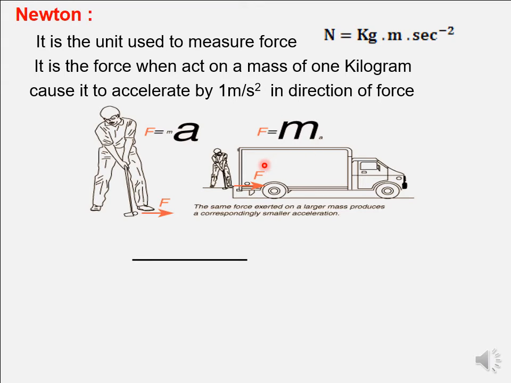Here the illustration shows that a force acting on a small mass causes a high acceleration, and here the force acting on a large mass causes a small acceleration. The same force exerted on a larger mass produces a considerably smaller acceleration.